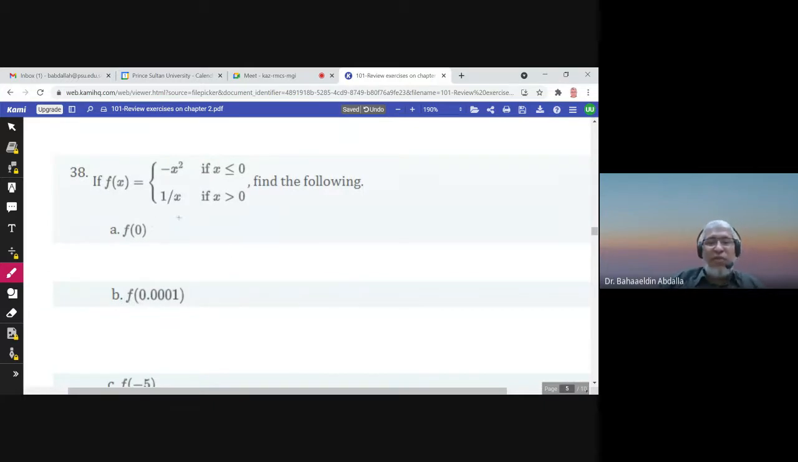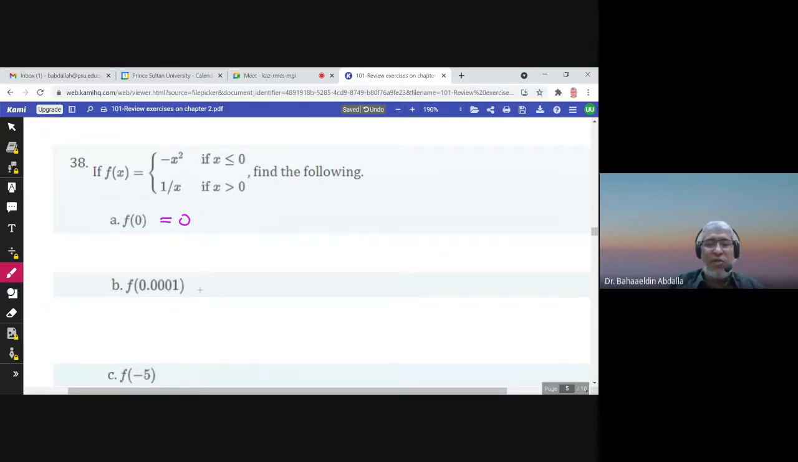Find f of 0. Well, where is the equality here? x is less than or equal to 0. So f of 0, I will replace x here by 0. So I have negative 0 squared, which is 0. If this number 0.0001, is it less than 0, or greater? No, it's greater than 0. It's a positive number, greater than 0. So I use the second definition. So 1 over 0.0001. And if you divide, you will get 10,000.